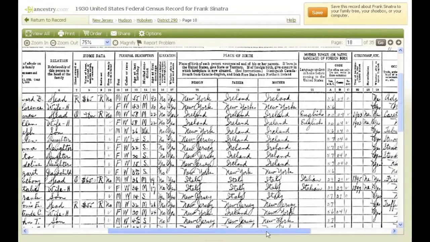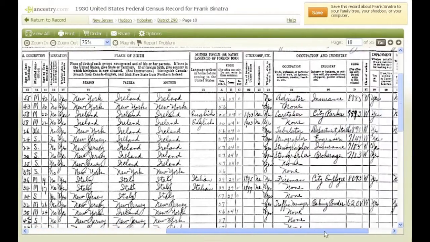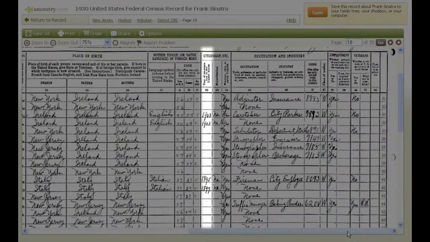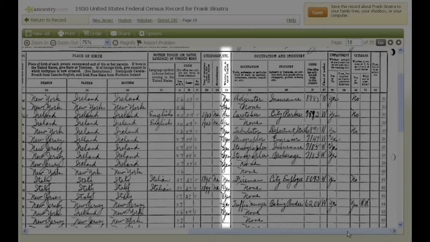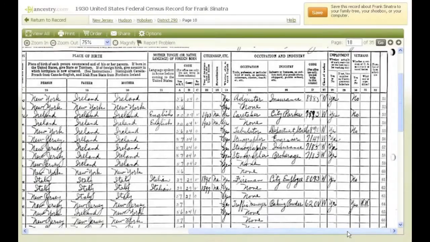Columns 22 through 24 contain citizenship information. Column 22 shows the year of immigration to the United States, and column 23 shows whether a person had been naturalized. This can be incredibly useful information if you're searching for immigration records like passenger lists and naturalization documents. For example, now that you know Anthony Sinatra came to the U.S. in 1895, you can use that year to find his passenger arrival records on Ancestry.com. Column 24 tells you whether a person could speak English.